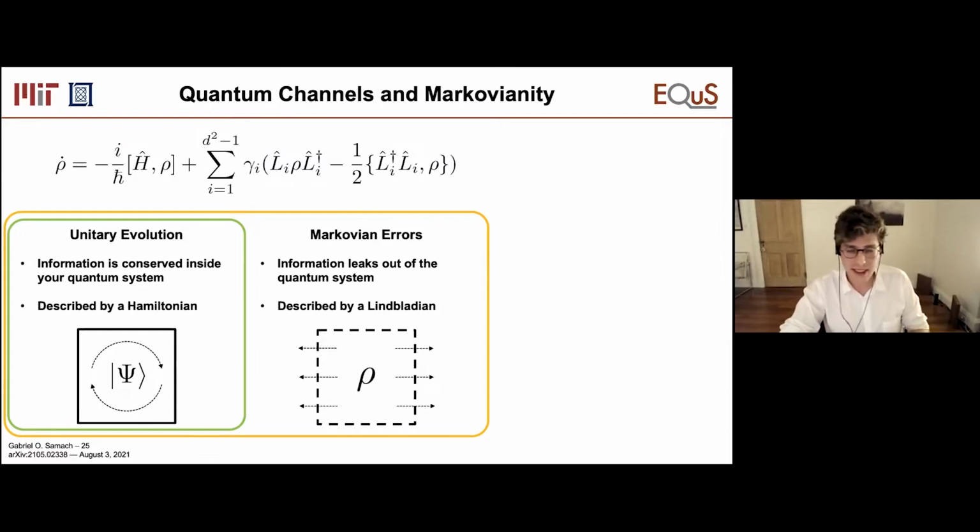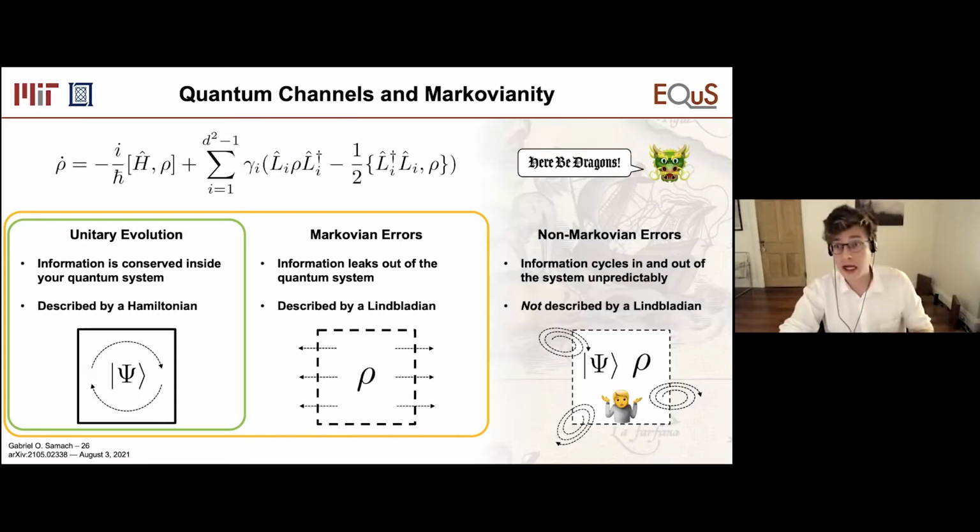But you'll notice I've left this evocative white space at the right of the slide, and that's because there are processes that can't be captured by either the single qubit Schrödinger equation or the corresponding master equation. And we call these processes non-Markovian errors. One way to think about these errors, and I'll go into more detail in a few slides, is that in these processes, information is cycling in and out of our system unpredictably. And these, as I say, can no longer be described by a Lindbladian, by the master equation. And in some ways, this is the wild frontier of errors that might pop up in your processor.